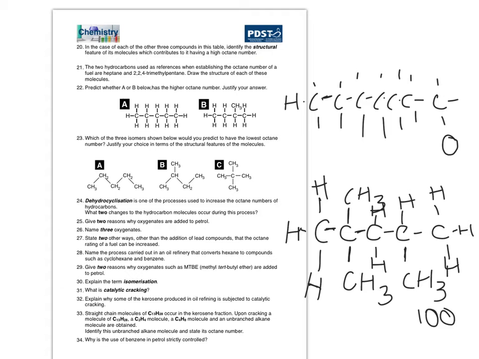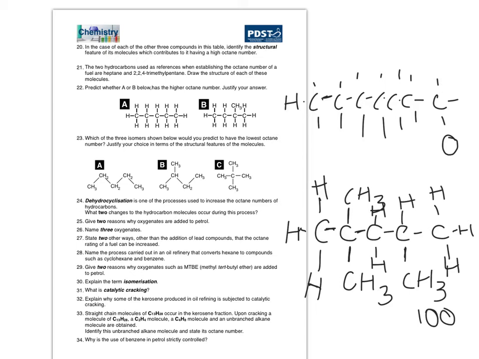Question 23, the isomers shown below, which would have the lowest octane number? Well, the lowest octane number here, in my opinion, guys, would be A. A is the longest chain and it has no branching and it has the highest number of carbons in a straight chain. So A would have the lowest octane number. To flip that over, C would probably have the highest octane number present because it is a shorter chain and there's a high degree of branching.